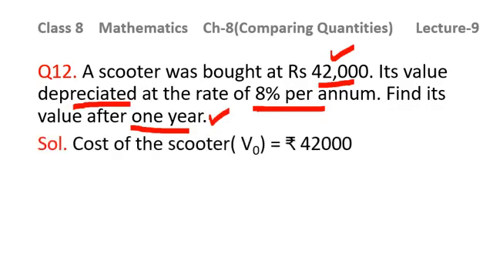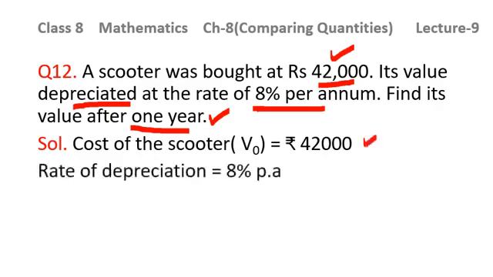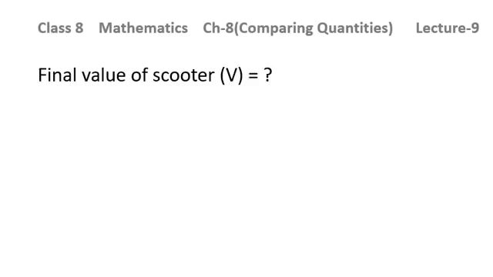So the cost of the scooter is 42,000, that is V naught. Rate of depreciation is 8% per annum. Time is 1 year, because after 1 year we need to find the value. So the final value of the scooter, that is V, is unknown to us. And we know the formula, V is equal to V naught bracket 1 minus R over 100 raised to the power n. Why have I taken a negative sign here in between? Because the value of the scooter is being depreciated. It is decreasing. That is why I have taken the negative sign in the formula.